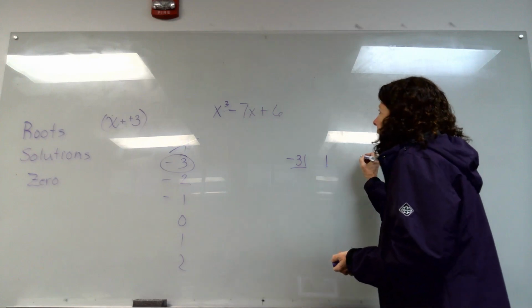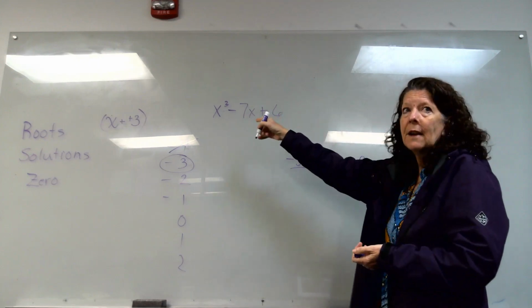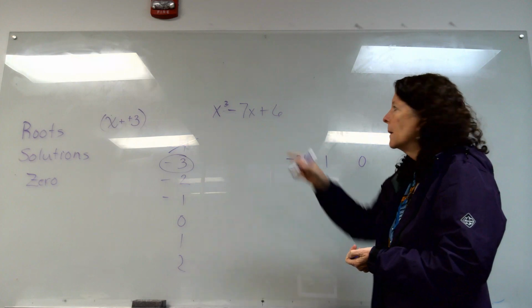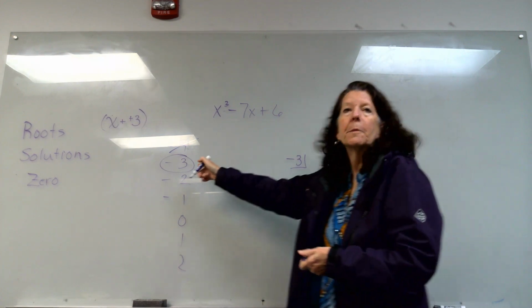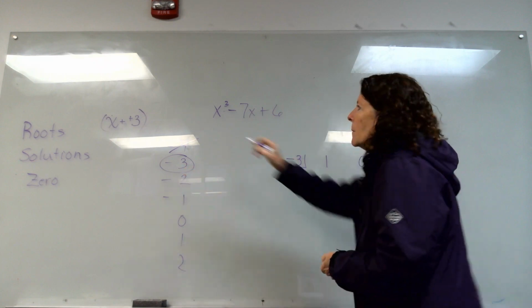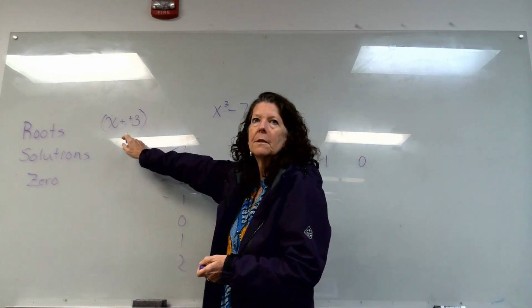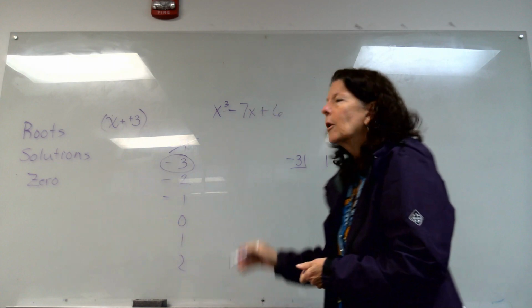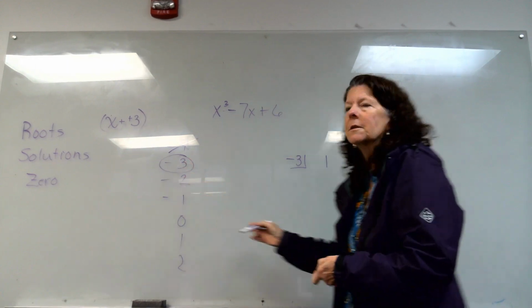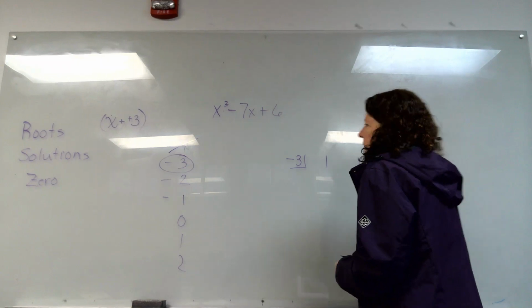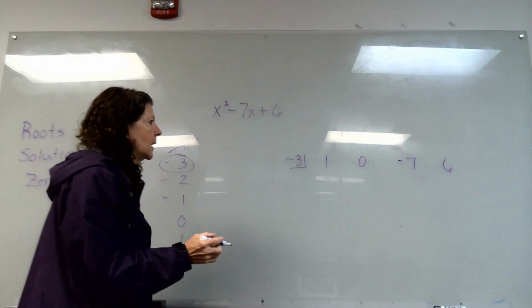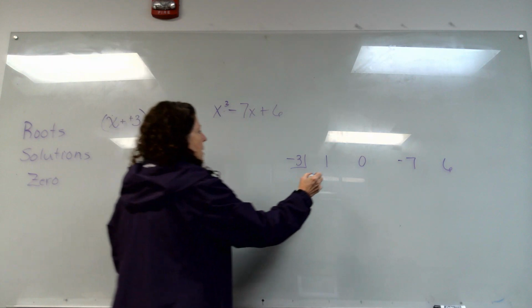So I have a 1, and I'm going to have a 0 because I don't have an x squared. Wouldn't the number be positive 3? No, it's going to be whatever that number is, because remember, it's the opposite of this if they gave it to me in that form, but it's always whatever that number is. Okay, -7 and 6.